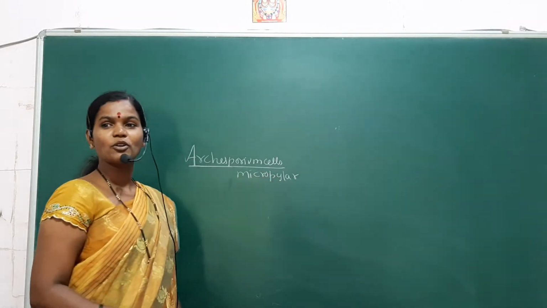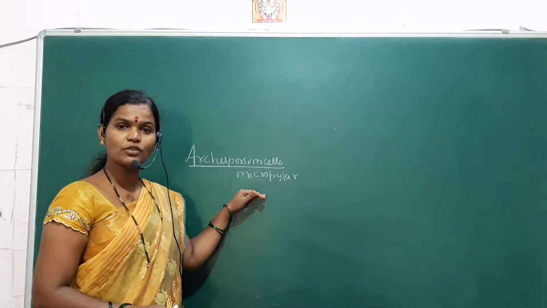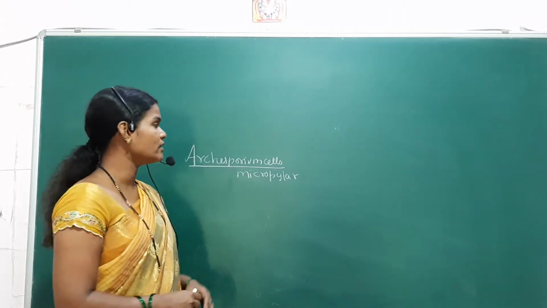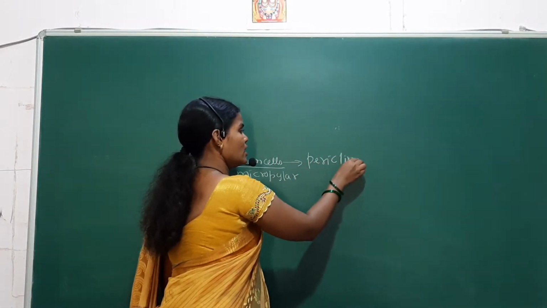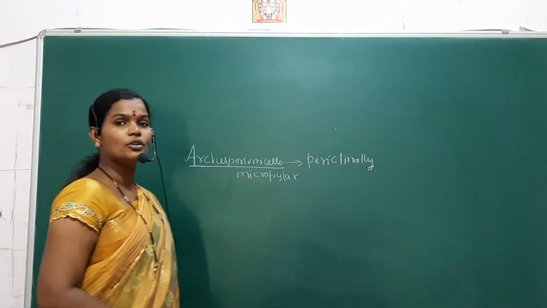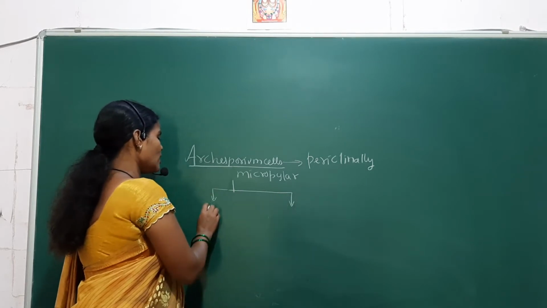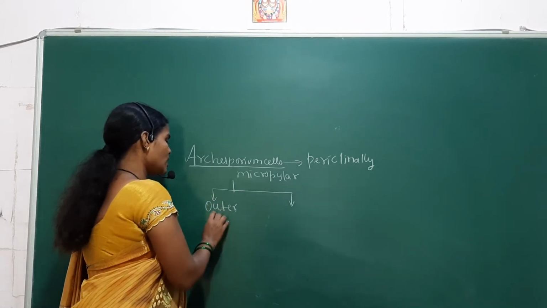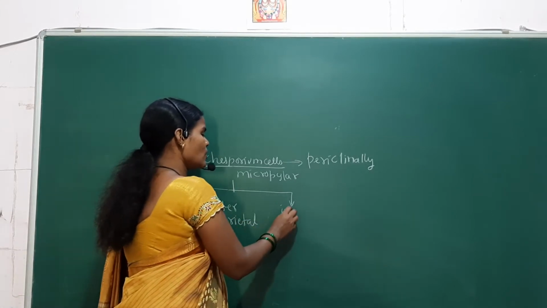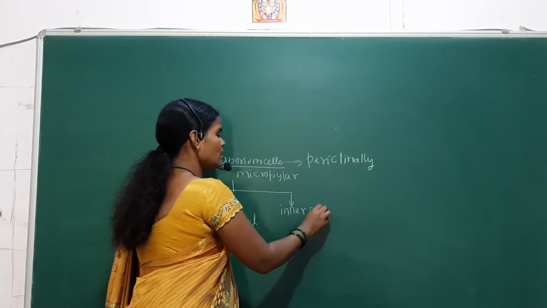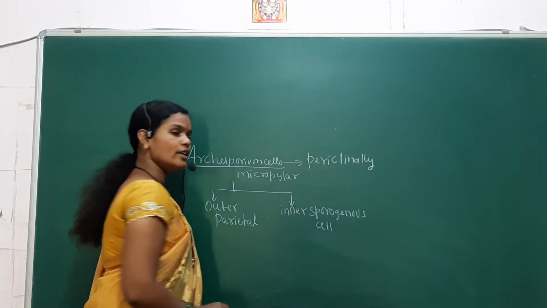So the cells which are present near to the micropylar region are dividing periclinally, and they are going to form two cells. How many cells are they going to form? Two cells. One is called the outer parietal cell and the other the inner sporogenous cell. Now till here you have understood?